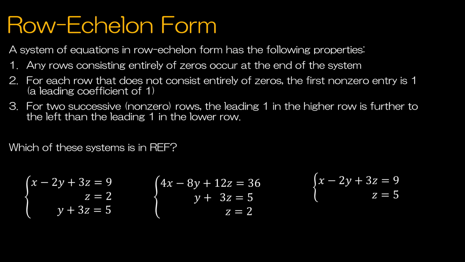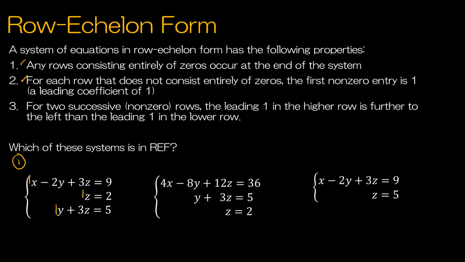So I have 3 systems of equations, and we're going to determine if any of them are in row echelon form or how we could turn them into row echelon form. For system number 1, we can see I have 3 equations, and they do all have a leading coefficient of 1, so it fits number 2. If we have any 0 rows, we don't see them, so it fits the first criteria.